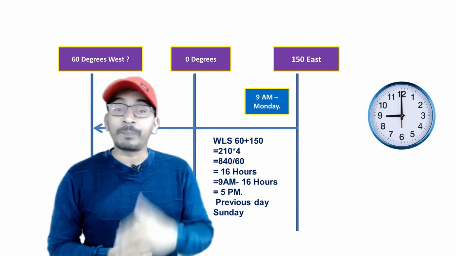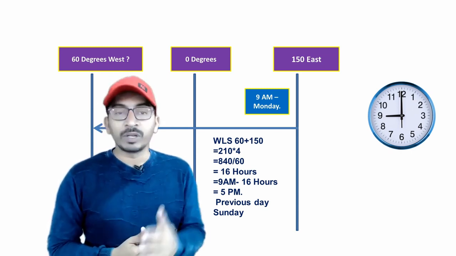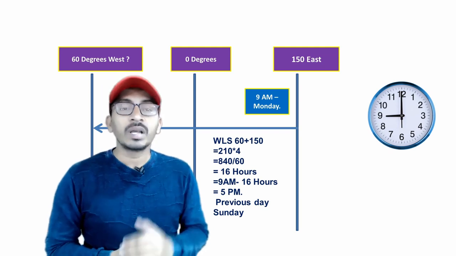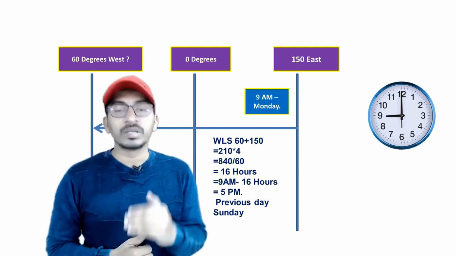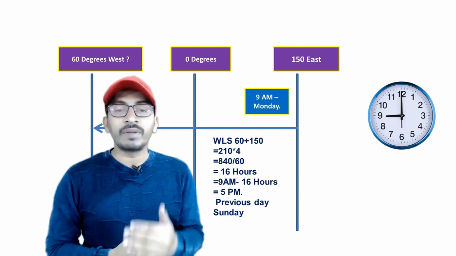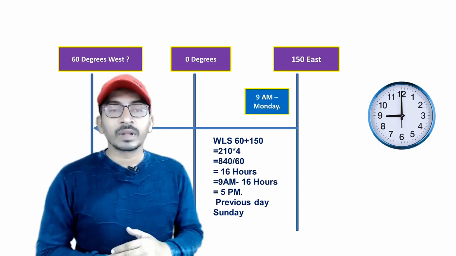Here now we have to subtract the time. Previously we added because the direction of travel is towards east. Now the direction of travel is towards west. So what we have to do, subtract the time. 16 hours must be subtracted.